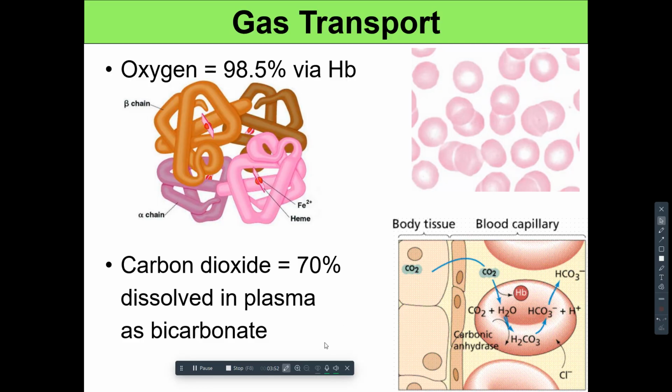Now, the majority of CO2 is transported in plasma as dissolved bicarbonate. Here is CO2 being made in a tissue cell. CO2 diffuses into the plasma, then into a red blood cell. Inside the red blood cell, CO2 reacts with water to make bicarbonate. The bicarbonate then leaves the red blood cell and ends up in the plasma. So most of our CO2, 70%, is part of this bicarbonate in the plasma.